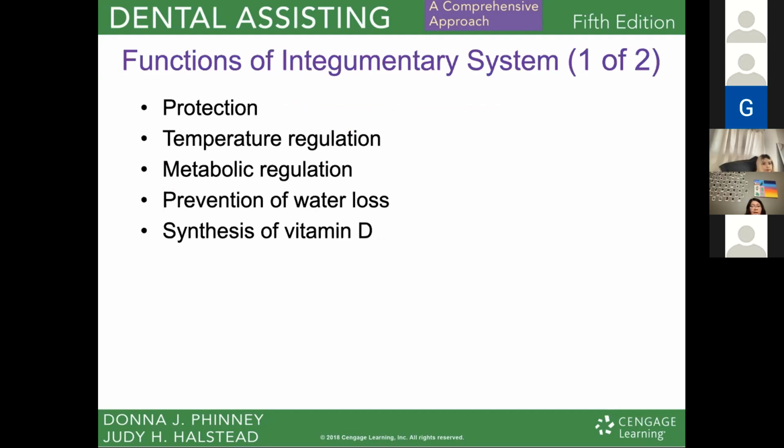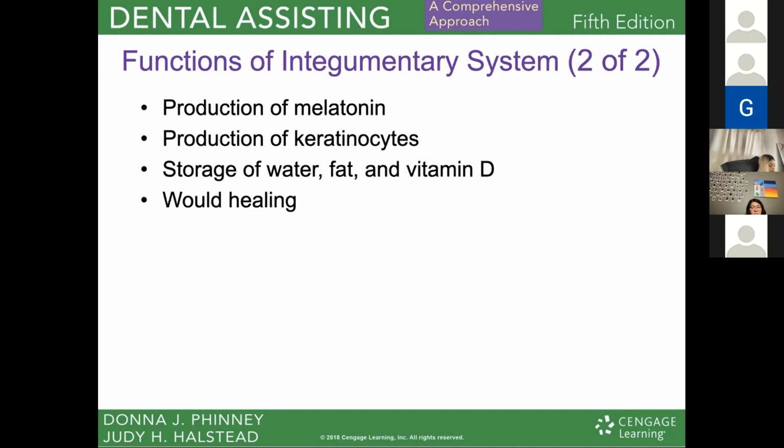Okay, next we're talking about the integumentary system. This deals with protection, temperature regulation, metabolic regulation, prevention of water loss, and the synthesis of vitamin D, where we actually make vitamin D. So these are giving you clues as to what this is. The integumentary system is basically our skin. Okay, so it also produces melatonin, produces keratinocytes. It stores water, fat, and vitamin D, and also aids in wound healing.